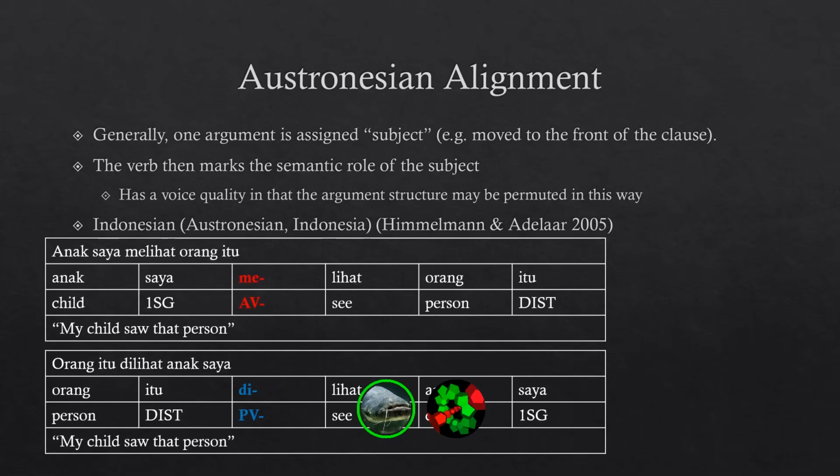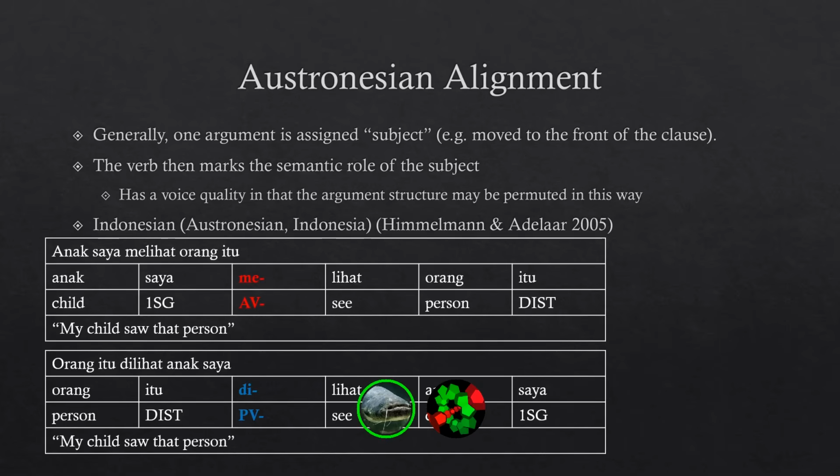Generally, one argument is assigned subject. So this is more the English sense. There's a privileged argument that moves to the front, and this is your transitive subject. But this subject can be anything. It can be the agent or the patient or something. The verb then has to tell you what the role of your subject is. So this is alignment in the sense that it's related to basically how your clause and your arguments are organized, but it's voice in that you can kind of permute it.